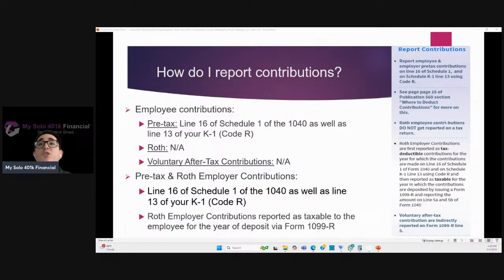I said potentially because you'd have to have a qualified Roth distribution in order to be able to take out the gains tax-free. In other words, once you've had the plan for at least 5 years and you're at least age 59 and a half or older.